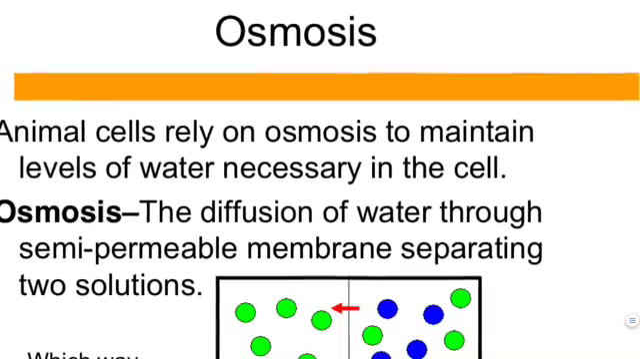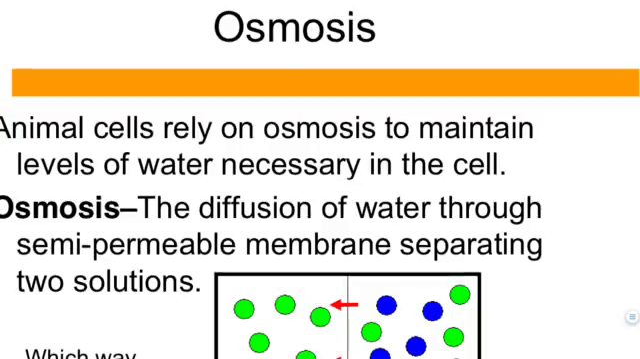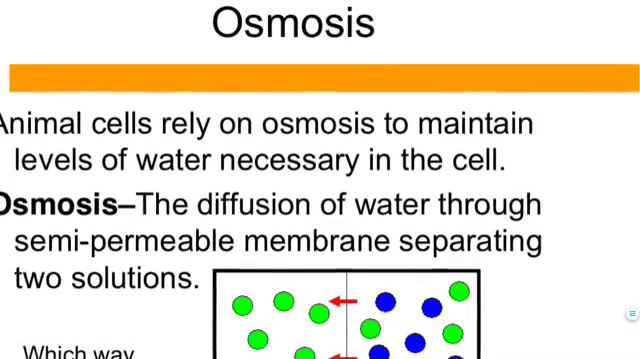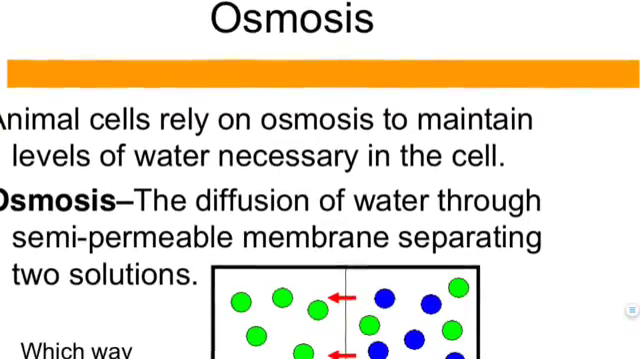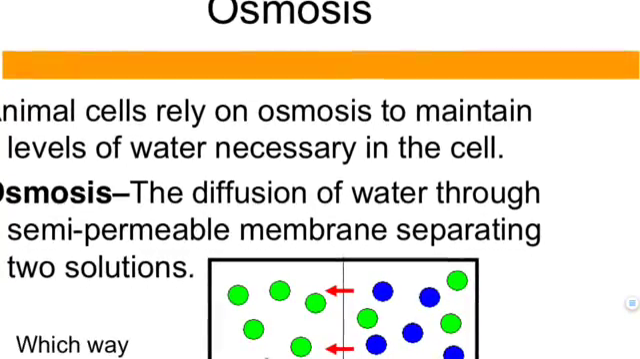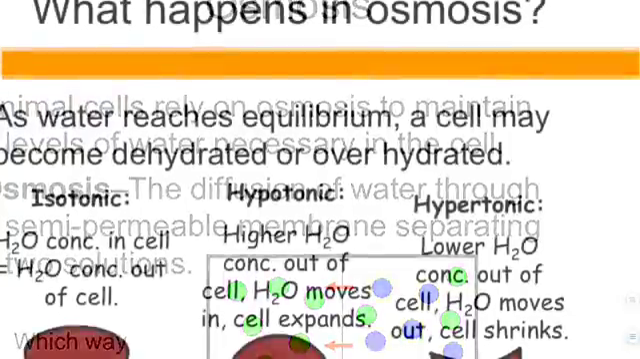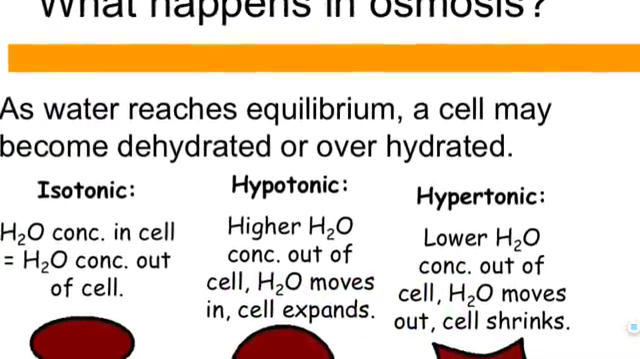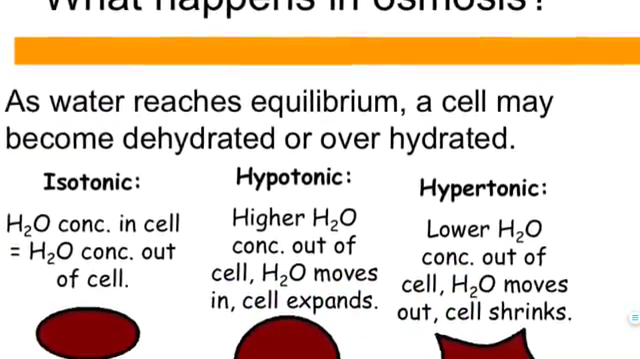In osmosis, as water reaches an equilibrium, a cell may become dehydrated or overhydrated. An isotonic solution is where the water concentration in the cell equals the water concentration outside the cell, so we have a normal size cell.